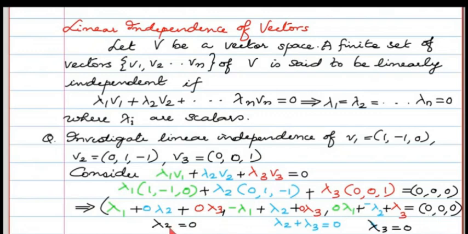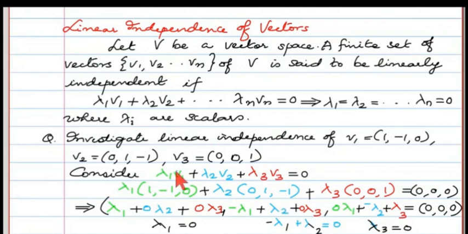So from this, equating the first component, we will get lambda 1 equal to 0. And equating the second component, we will get minus lambda 1 plus lambda 2 equal to 0, and lambda 3 is already 0. Then equating the last component, lambda 3 equal to 0, and lambda 2 is already 0. So substituting the value of lambda 1 here, we will get lambda 2 is 0. That means lambda 1 equal to lambda 2 equal to lambda 3 equal to 0.